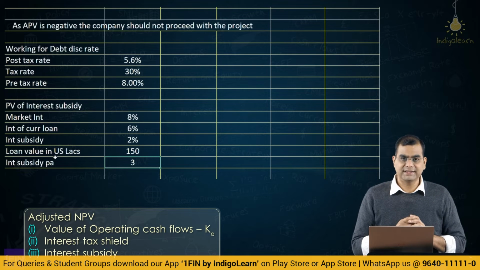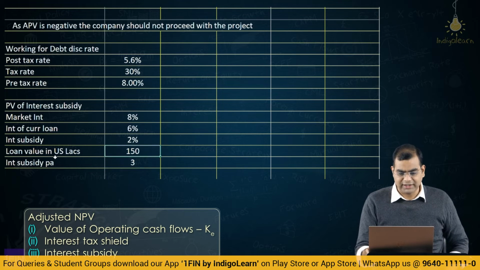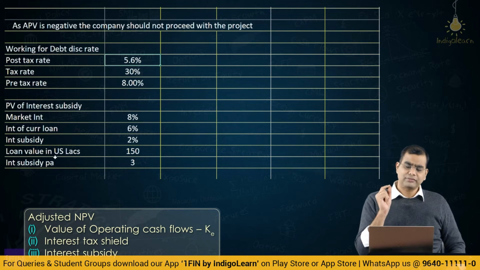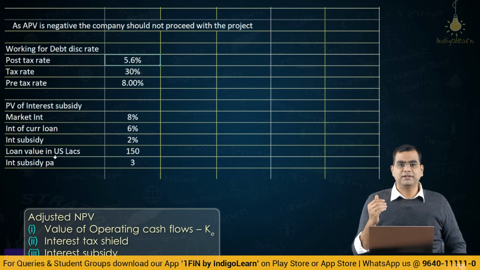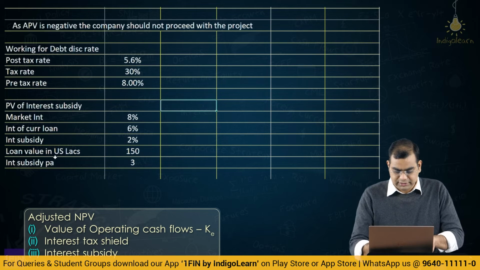Now this 3 lakhs is pre-tax. I have specifically not taken any tax impact on this. For this interest subsidy, if you look at the formula we discussed, the pre-tax value of the interest subsidy should also be discounted by the pre-tax discount rate, which is this 8% we have, right? So this is over how many periods? Years 1 to 15, correct?